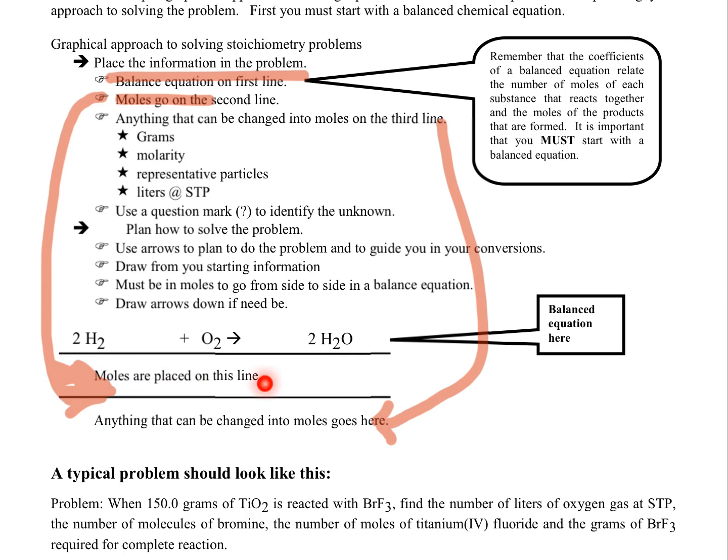When you're in this moles area, you can only go left and right. From moles, you can only go to moles of something else. When you're in this bottom area, you can only go up and down. You can only go from something that can be converted into moles to moles, or back down. I've got several examples of this.